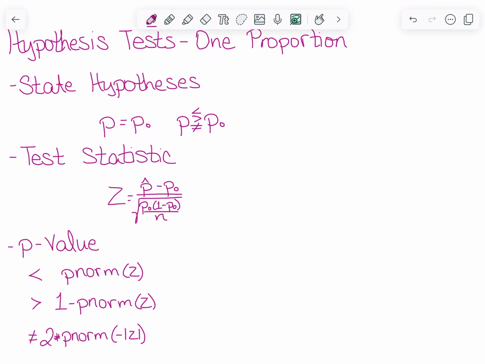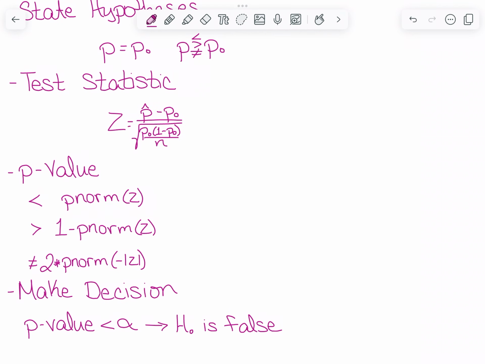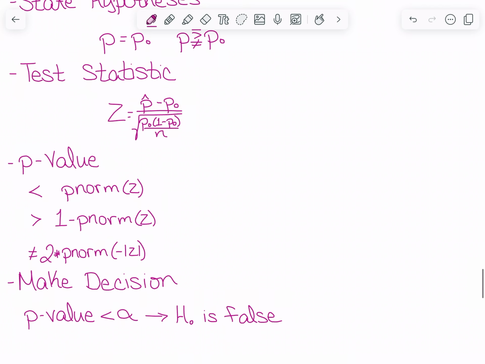Next up is calculating our p-value. If it's a less than test, we'll use pnorm of z. A right-tailed test, or a greater than, we'll use 1 minus pnorm of z. And if it's not equal to, 2 times pnorm of the negative of z. If it was already negative, we'll leave it negative, and if it's positive, we'll make it negative. Finally, we make a decision. In this case, if our p-value is less than the given alpha, then we say H0 is false.